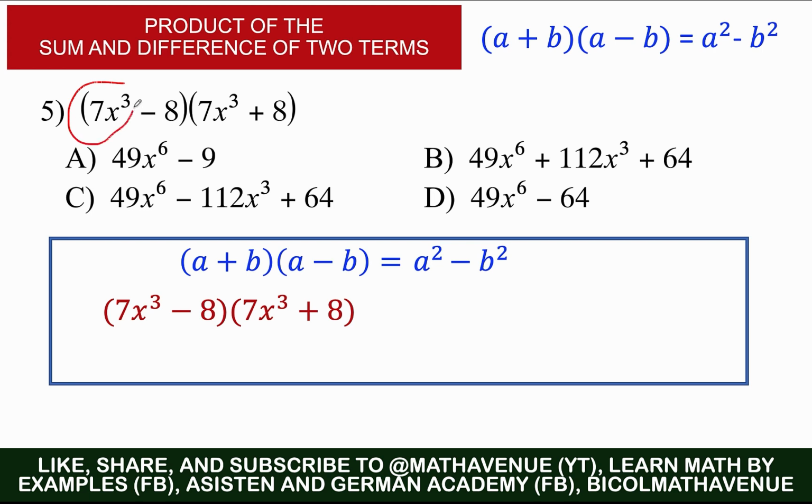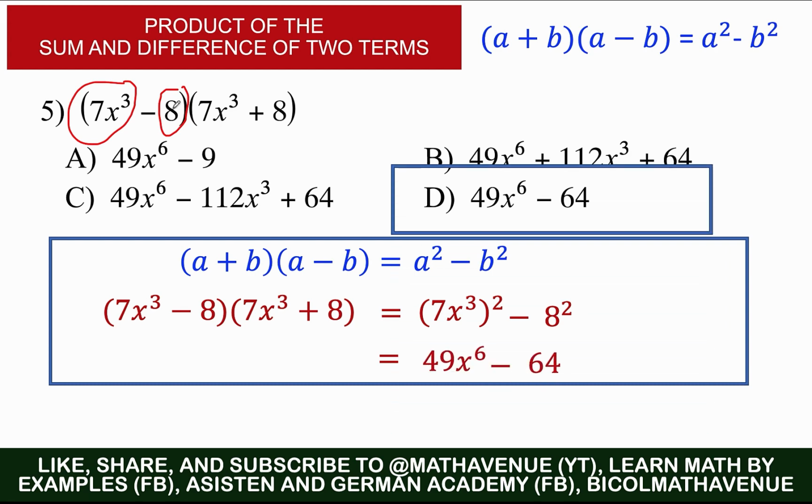It's 7x to the third and 8. So following this formula, that is equal to the square of 7x cubed, which is 49x to the sixth. Copy the minus sign. And then the square of b is the square of this 8, which is 64. So here is now our final answer. And that is letter D.